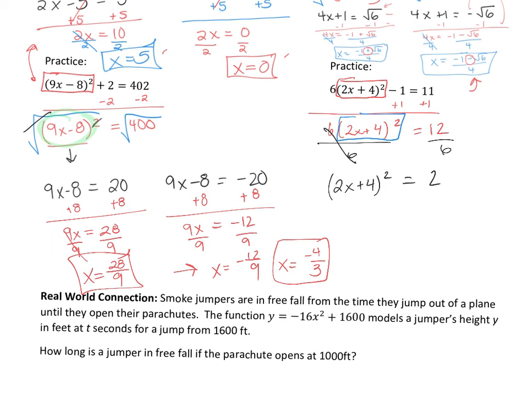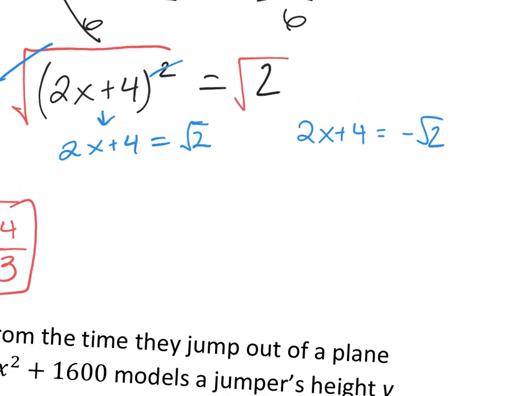Now that I have this term by itself on the left side, I can go ahead and take the square root of each side in order to cancel out my squared. So this will cancel out with this, and what drops down is 2x plus 4 equals. Now, the square root of 2 is as simplified as it can get. So on one side, I'm going to have the square root of 2, but remember, I also have to set it up to be equal to a negative square root of 2 as well. Okay, so I've done that. I'm going to zoom in so I can write a little tinier and you guys can see.